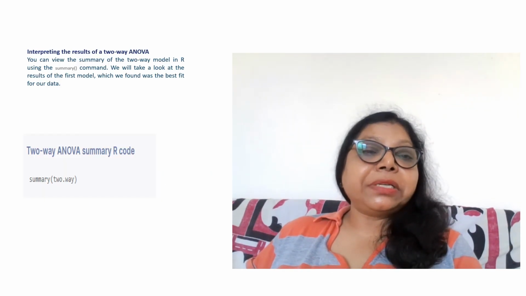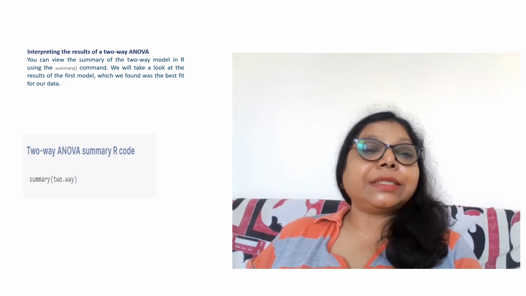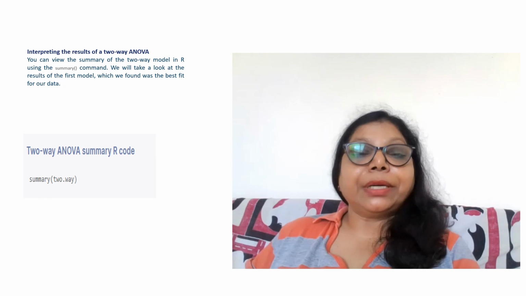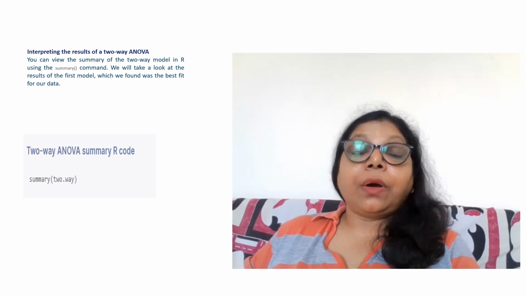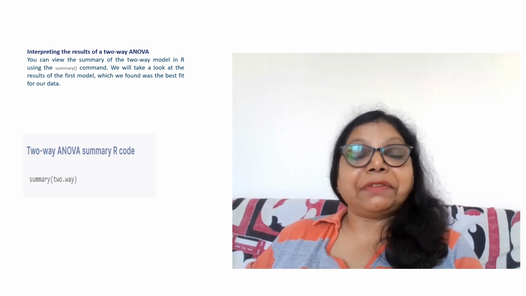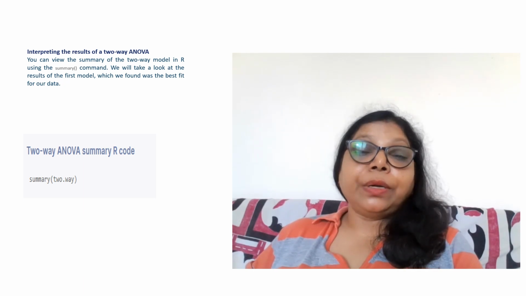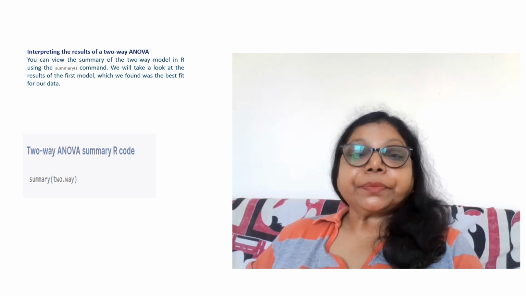Now, interpreting the results of the two-way ANOVA, we can see the summary of the two-way model and then analyze it. Here we will find some of the most common terms used in the ANOVA table. Although we did the same thing in the one-way ANOVA, I want to repeat it so that it is more deeply rooted in your mind. DF is the degrees of freedom. That means for each variable, the number of levels in the variable minus 1.